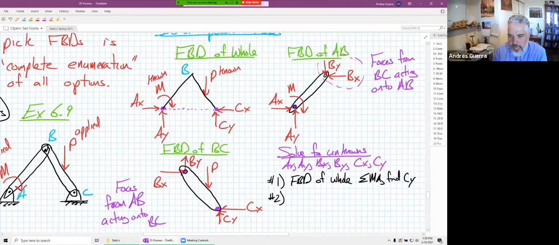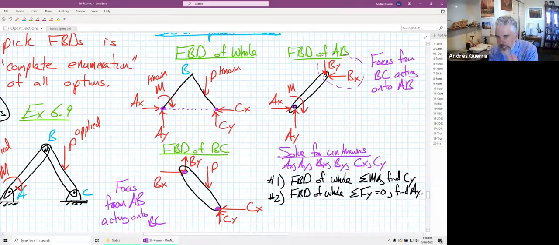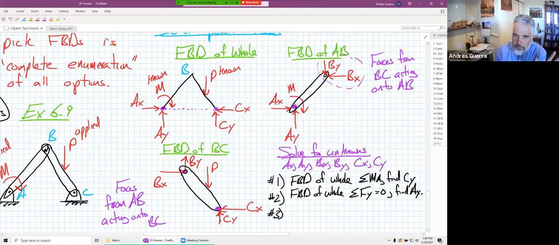Number two, still in the FBD of the whole, we can sum forces in the Y equal to 0, and we can find AY. So we just found AY, and we just found CY. It's only one equation with one unknown, which is really cool. And number two was only one equation with one unknown also. So even though you look at it and think we might have all these system equations, let's try to avoid that. Sometimes it's unavoidable, but we're going to try to find those first.